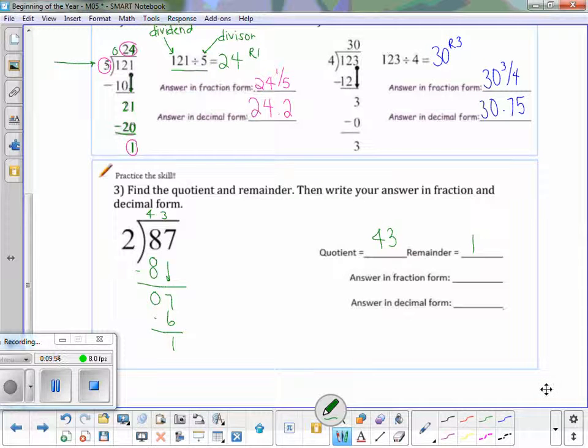My answer in fraction form is going to be 43 and 1/2. Here's where I got the 1. Here's where I got the 2 for the half. Now this is one that you probably already know that you don't even need to look at our chart for. 43 and a half, that's the same as 43 and 5/10. So there's your answer for number 3, all right?